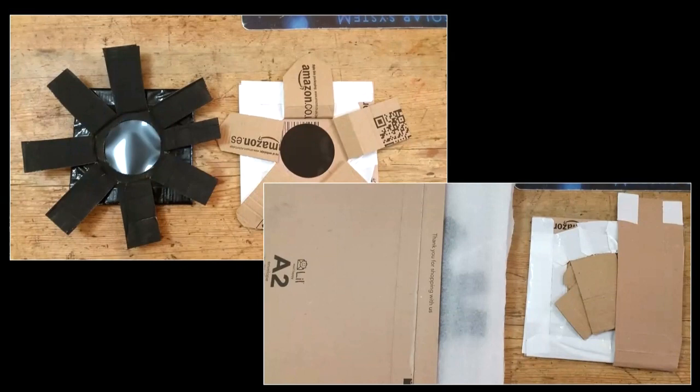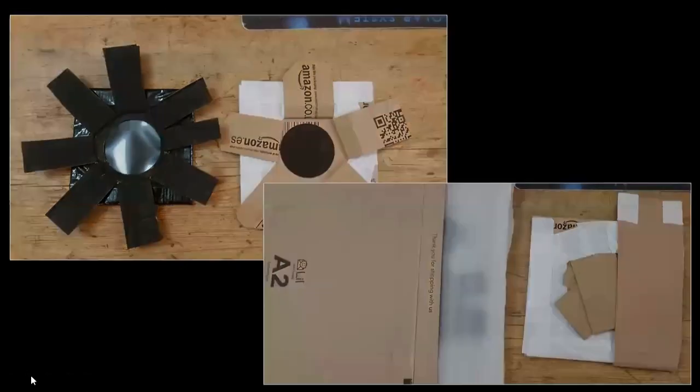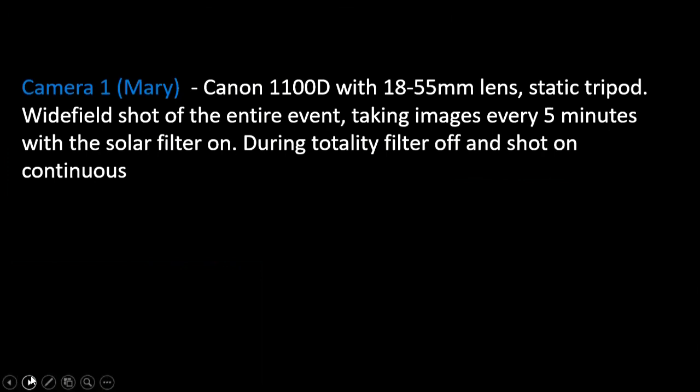This stuff is not expensive. It's about £20 for an A4 sheet, and out of that you can make several filters. So it's pretty reasonable compared to the cost of those solar filters that you buy ready made. But yeah, that was how we did it. That would fit on the front of a camera lens, whether it was the zoom lens or the wide field lens, and that worked really well for us.